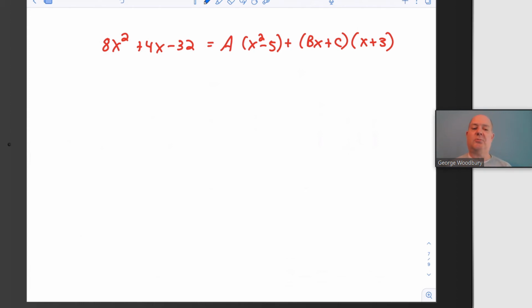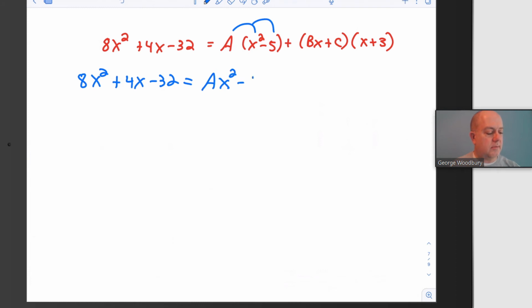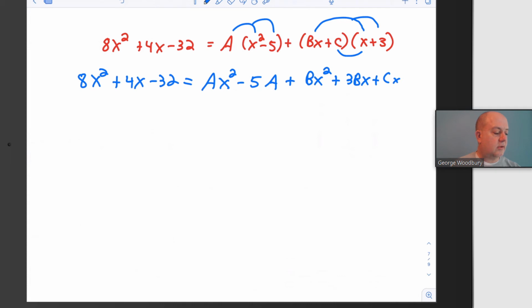We can expand and simplify the right-hand side. So 8x squared plus 4x minus 32 equals, distribute the a, ax squared minus 5a, plus FOIL style multiplication on the right hand for the product. Bx times x is bx squared. Bx times 3 is plus 3bx. C times x, that's plus cx. And finally, c times 3, that's 3c.